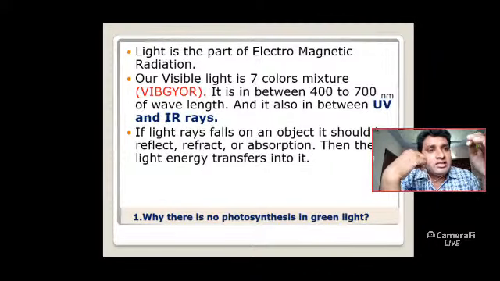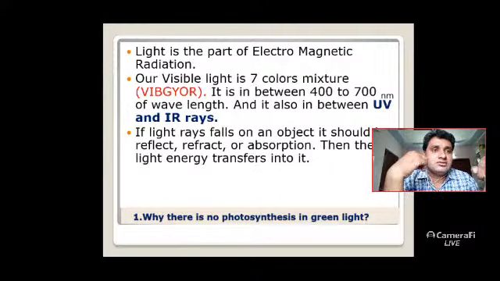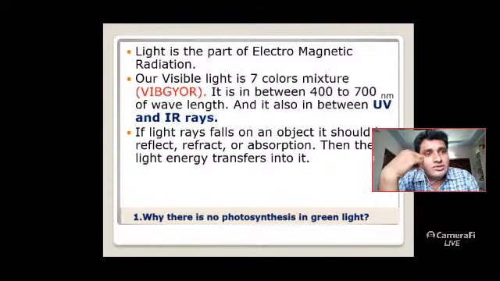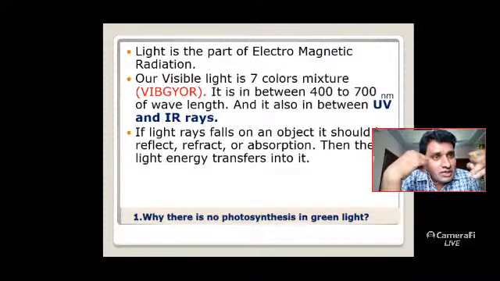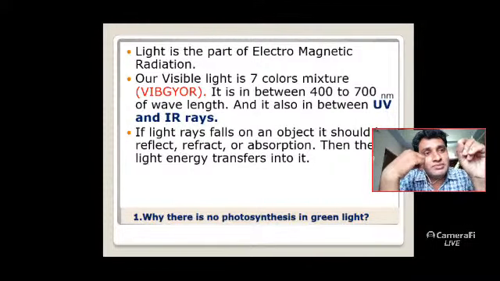Coming to this, when light rays fall on leaves, as I already told you, light is very important for the process of photosynthesis. When light falls on green leaves, it is either reflected, refracted or absorbed. If light is reflected from the green leaves, there is no usage of light. If light is refracted from the green leaves, there is no usage of light. If light is absorbed, yes, there is a usage of light.